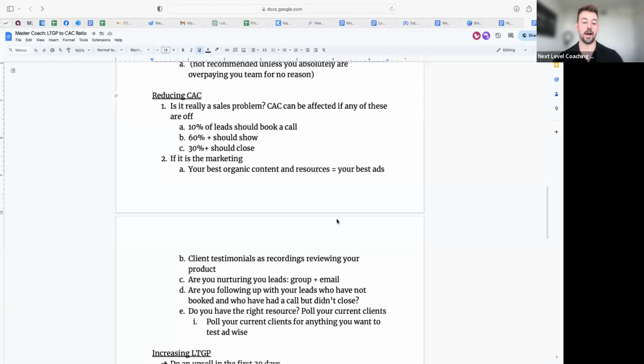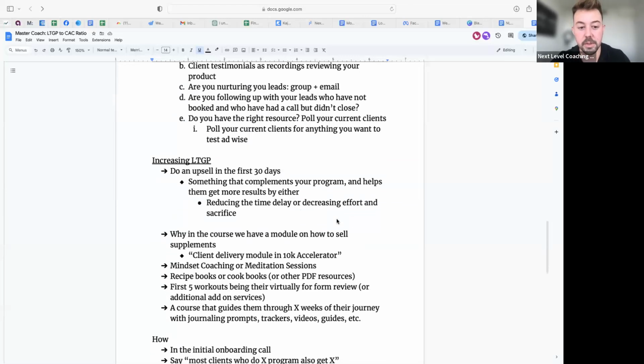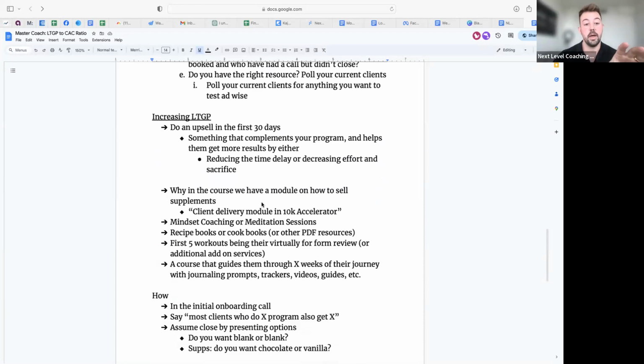Good. All right, let's keep rocking. All right, increasing lifetime gross profit. So like I said, this is where the majority of people are going to fall. I believe you guys all have cost of acquisition that's within industry average. Once again, 300 to 1,000. So most of you will fall into this category here, which is how do we increase lifetime gross profit?